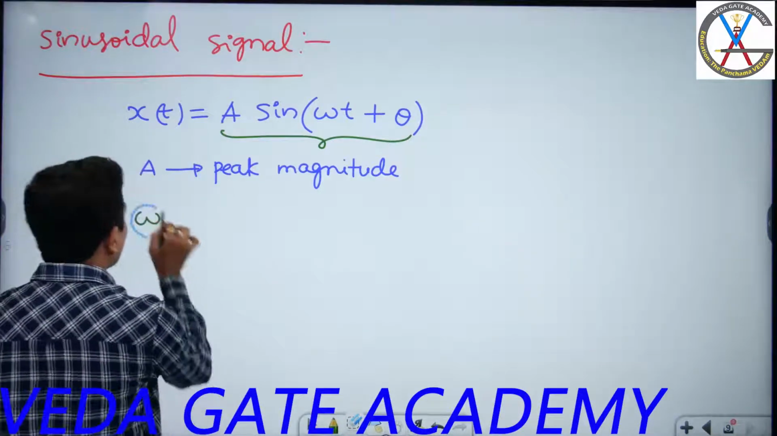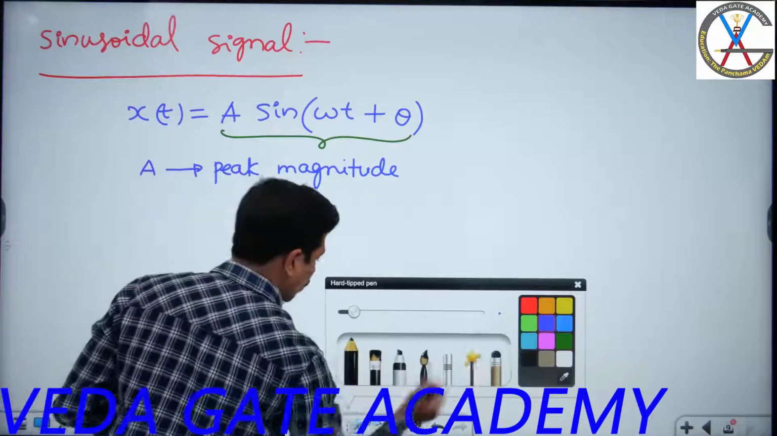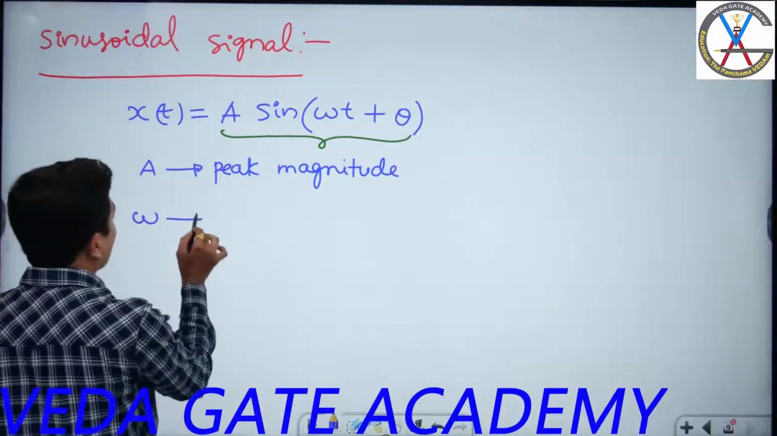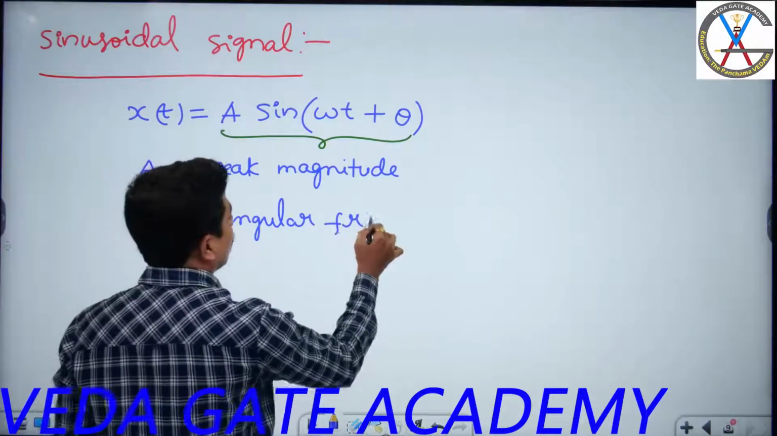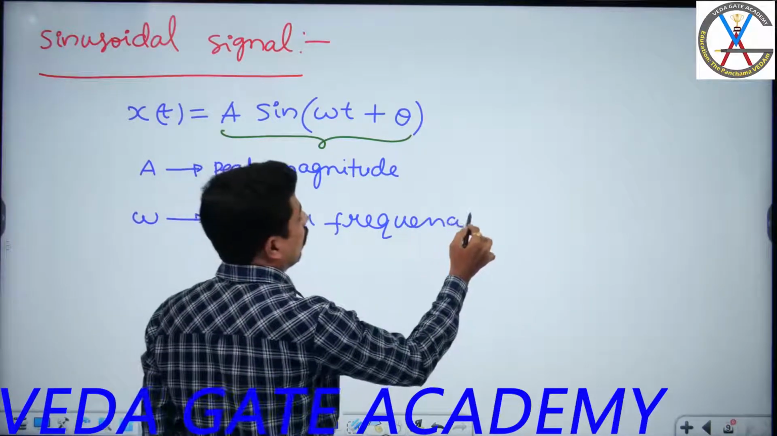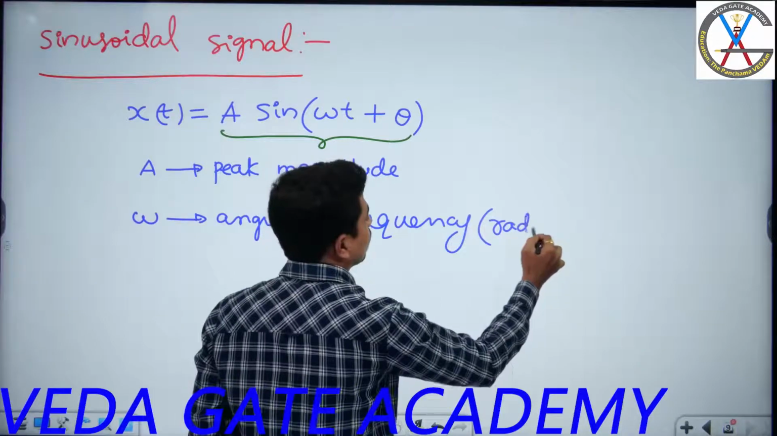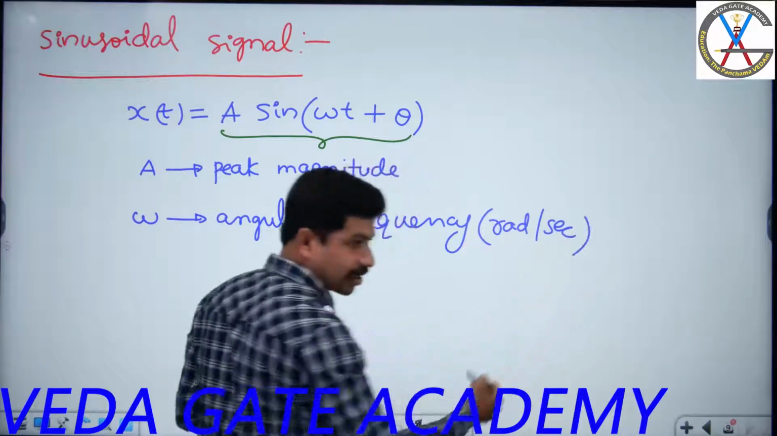Omega is angular frequency. Units are very important. What are the units of omega? Radians per second.